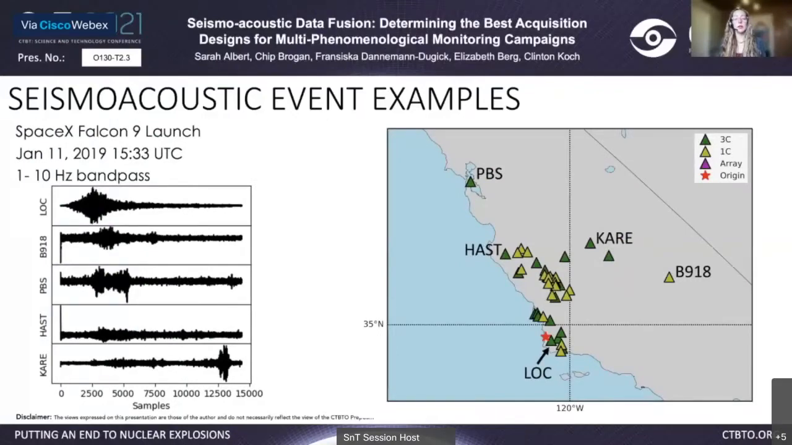This third example shows detections of a SpaceX rocket launch out of Vandenberg Air Force Base in California. There were no infrasound sensors in the area at the time, but the seismic stations did record infrasound arrivals. And the waveforms, if we just look at the seismic waveforms here, they're characteristic of what we'd expect to see from a rocket launch with this sort of delayed onset of the maximum amplitude.